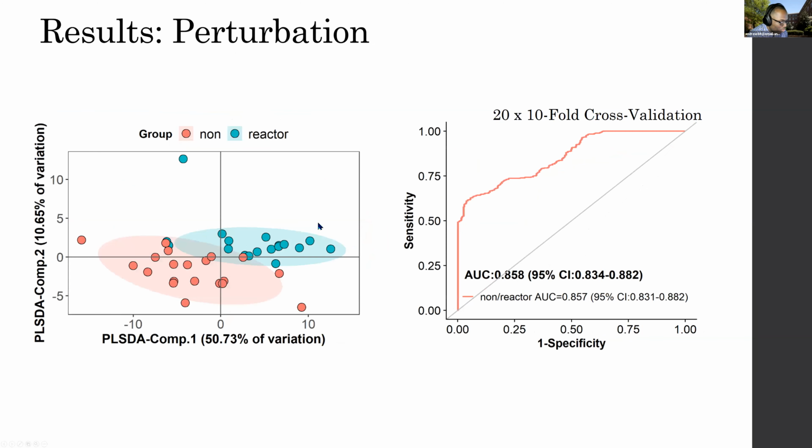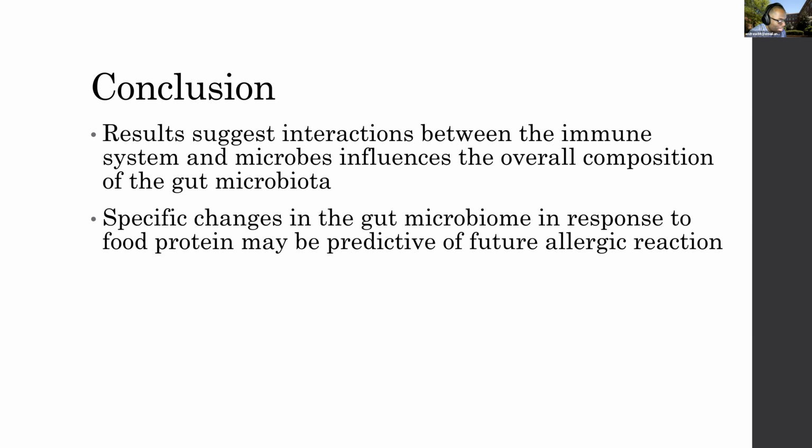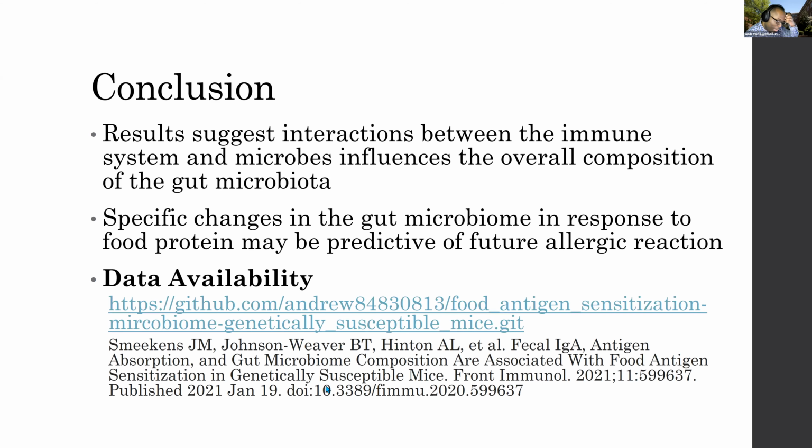But because I mentioned this perturbation operation, I'll close with this: the perturbation operation seems to improve the prediction of reaction, in that the way the gut microbiome responded to the food treatment or food protein was different. In general, what this talk is trying to convey is that there is some interaction between the immune system and gut microbiomes, and that can potentially influence things. Specifically, changes in the microbiome may be predictive of future allergic responses.